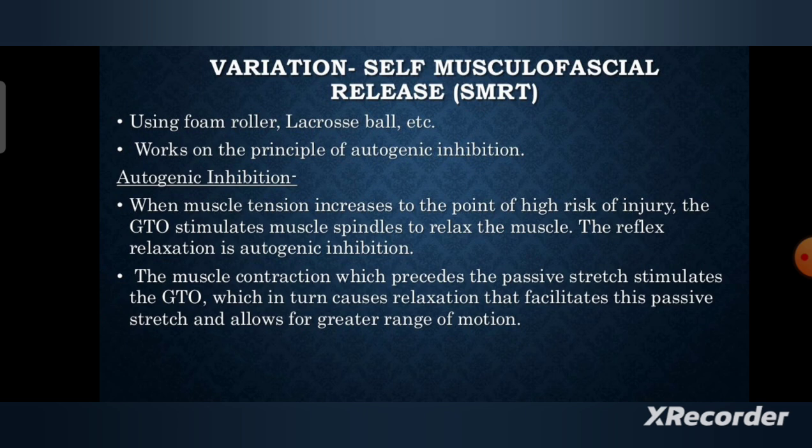It can be done using a foam roller, lacrosse ball, etc. It works on the principle of autogenic inhibition. When muscle tension increases to the point of high risk of injury, the Golgi tendon organ stimulates muscle spindles to relax the muscle. The relaxation is autogenic inhibition. The muscle contraction which precedes passive stretch stimulates the Golgi tendon organ, which in turn causes relaxation that facilitates this passive stretch and allows for greater range of motion.